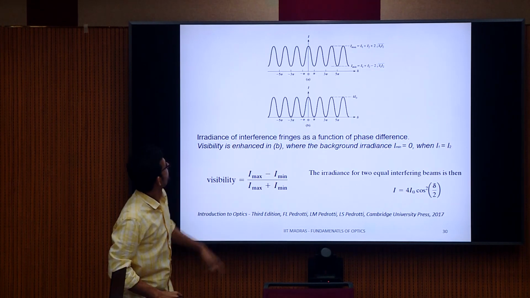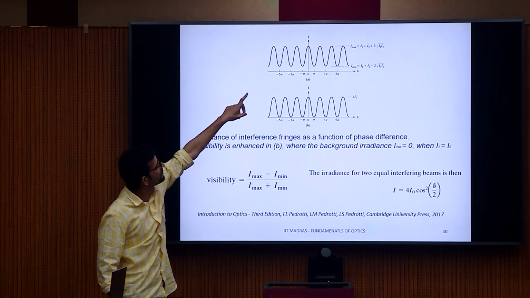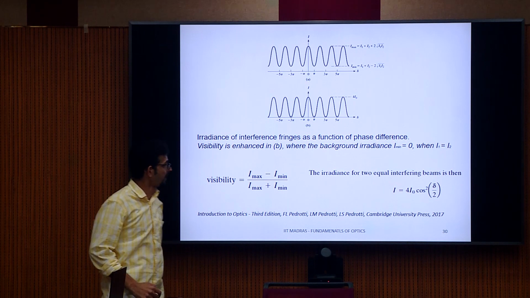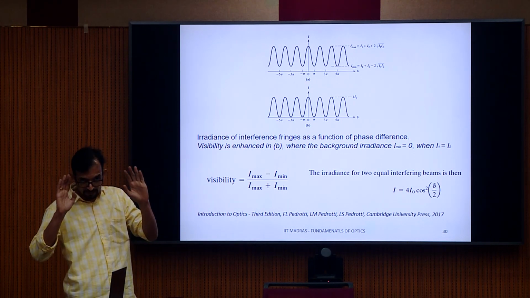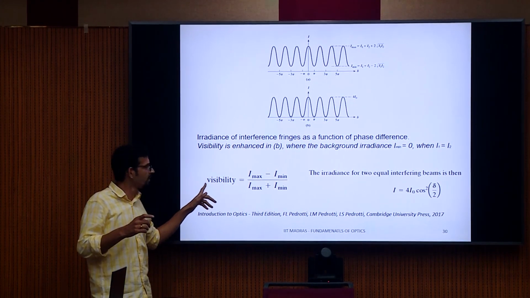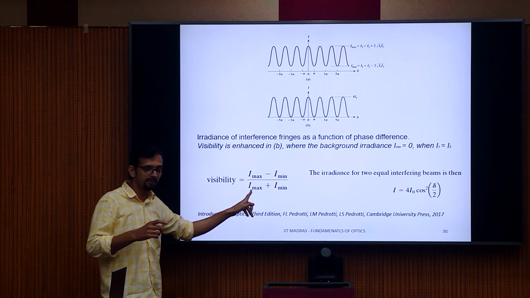And the fringe pattern will appear like that. The top is basically I max equal to I1 plus I2 plus 2 root I1 I2, and the other one is the counterpart. And when both beams have the same intensity, we have a visibility factor, called fringe visibility. It's defined as I max minus I min divided by I max plus I min.